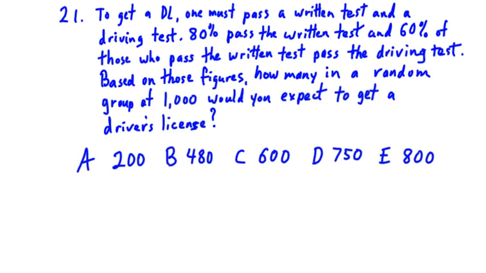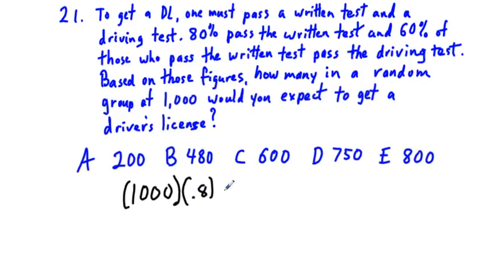Next, 21. To get a driver's license, one must pass the written test and the driving test. 80% pass the written test, and 60% of those who pass the written test then pass the driving test. Based on these figures, how many in a random group of 1,000 would you expect to get a driver's license? Well, for this, you take your 1,000 to start out with, and you multiply that by the 80% who pass the written test, which is going to be 0.8.